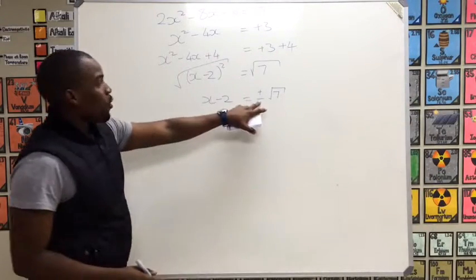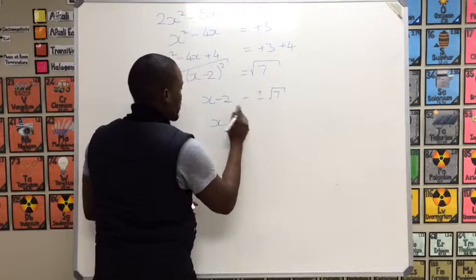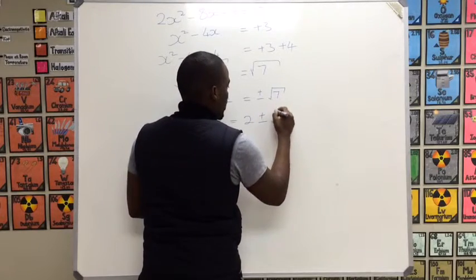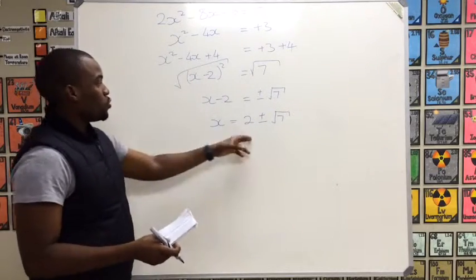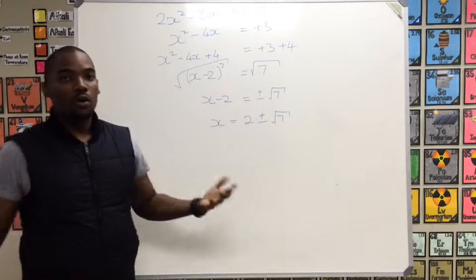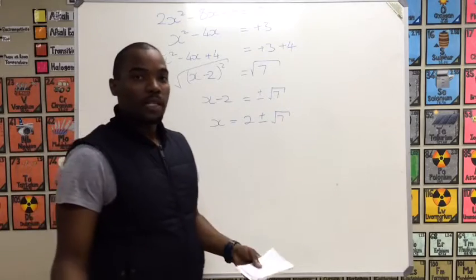So remember the plus or minus, and then to solve for x, I'm simply going to say x equals, take the 2 across, it's going to be 2 plus or minus root 7. So the one answer is going to be 2 plus root 7, the other answer is going to be 2 minus root 7, and those are your 2 solutions. And that's basically how you go about solving things by completing the square.